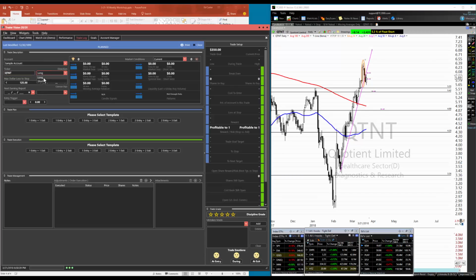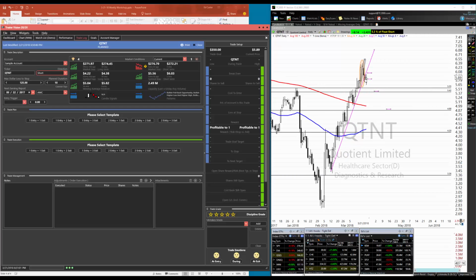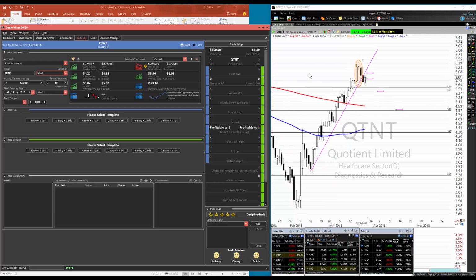QTNT, short. It should report sometime in mid-May. For bullish indicators, the market, the symbol, and the moving averages, as well as the symbol bias, were up until those two bad days. So we don't have a lot showing for us in terms of a bearish position, but nonetheless, let's plan it out.